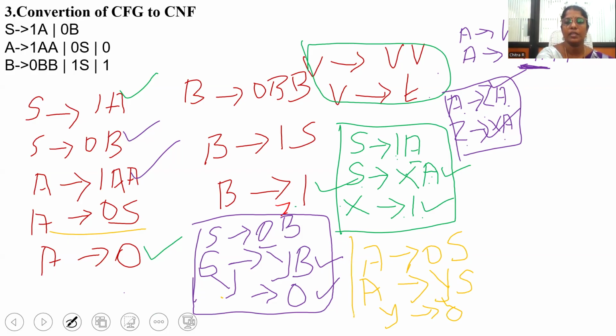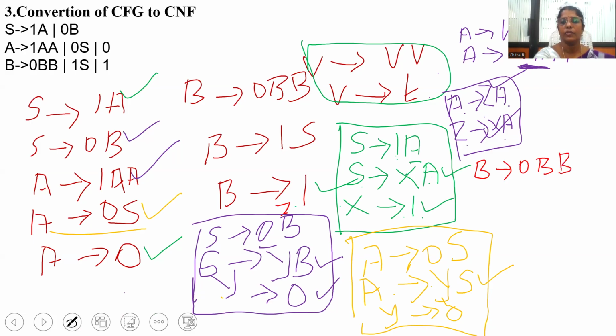So these are the productions related to this one. So A is converted to two variables. And okay, 0S we have completed. 0 is already there. Then we should go for 0BB. Take the next production, 0BB. Our production is B tends to 0BB. 0 we know is Y. So I'll write B tends to Y BB.